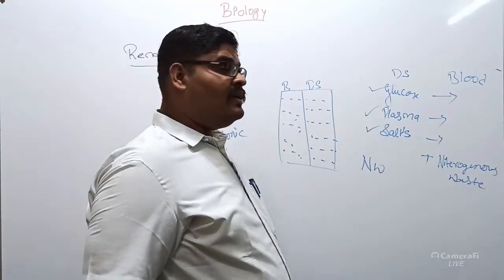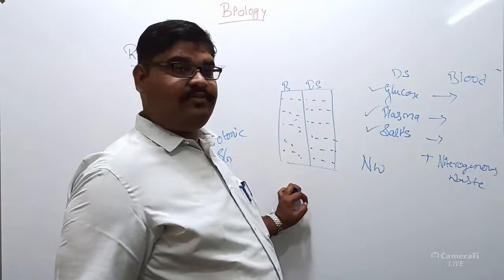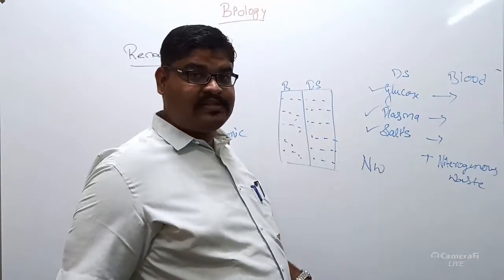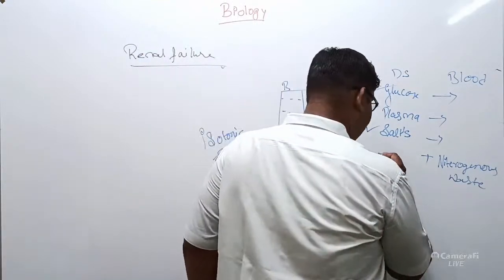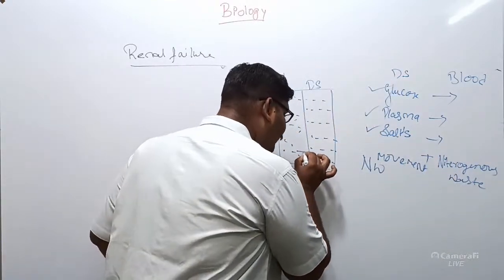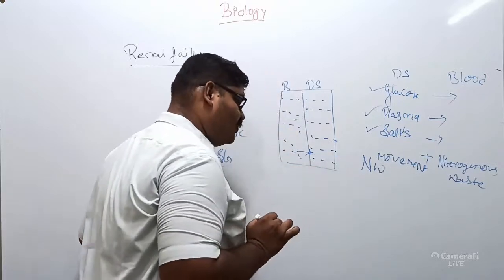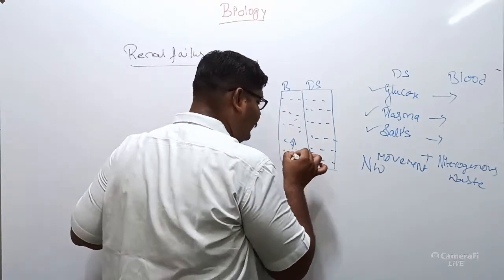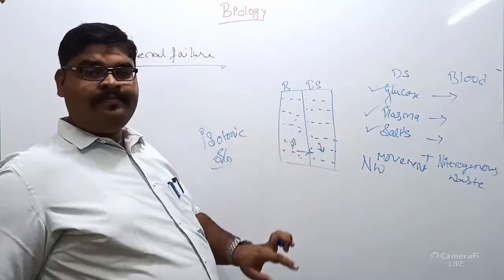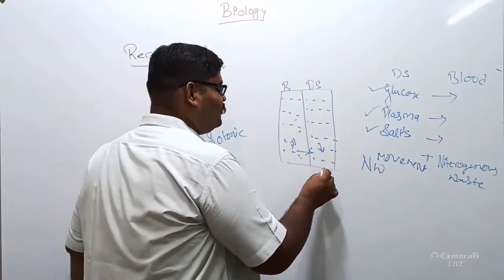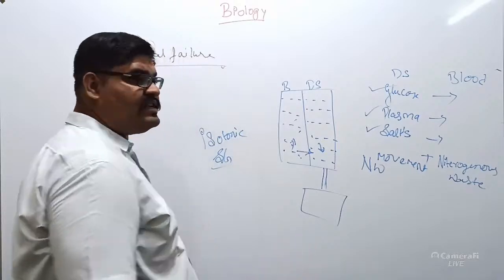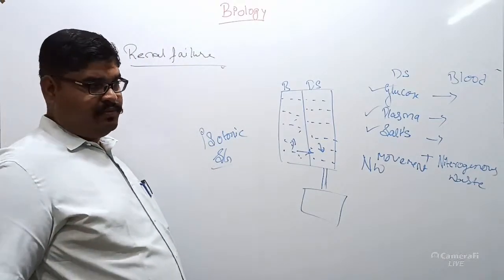Then nitrogenous waste, the blood is rich in nitrogenous waste, but the dialyzing solution does not consist of any nitrogenous waste. So there is movement of nitrogenous waste from blood to dialyzing solution. Because of higher concentration here and lower concentration here, the nitrogenous waste from the blood moves to the dialyzing solution, and this dialyzing solution is eliminated out or collected out. So this is what is happening in the dialysis process.